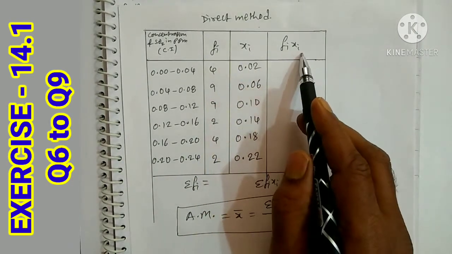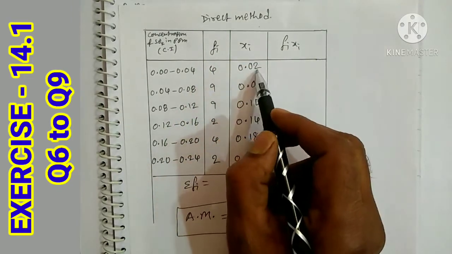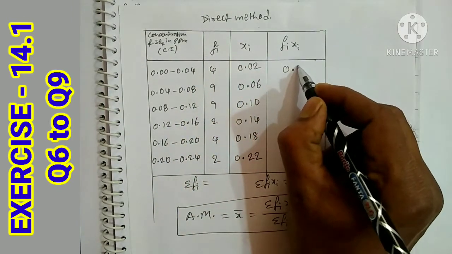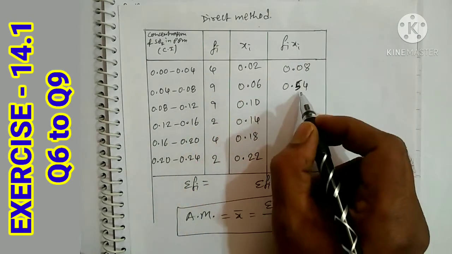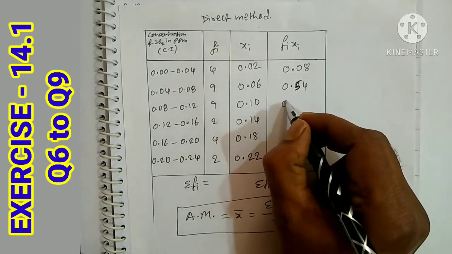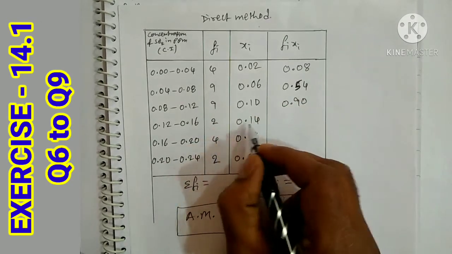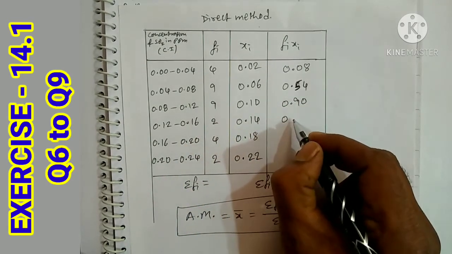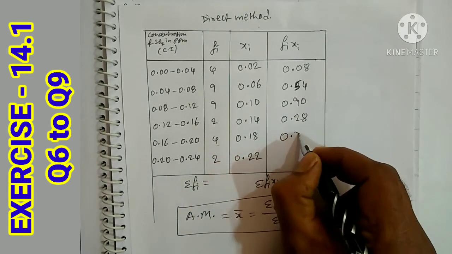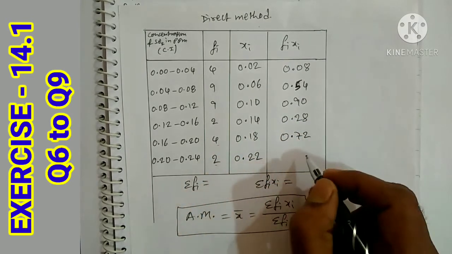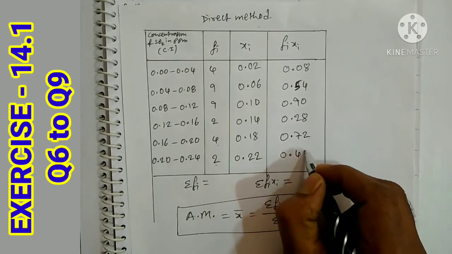Now find the Fi Xi, the multiplication of these two. 4 times 0.08 is 0.32, 9 sixes are 0.54, 9 tens are 90, 0.90, 14 twos are 28, 0.28, 18 fours are 72, 0.72, 22 twos are 44, 0.44.